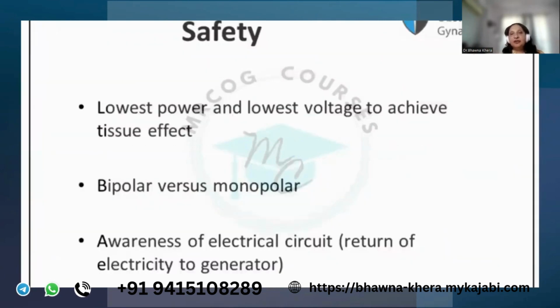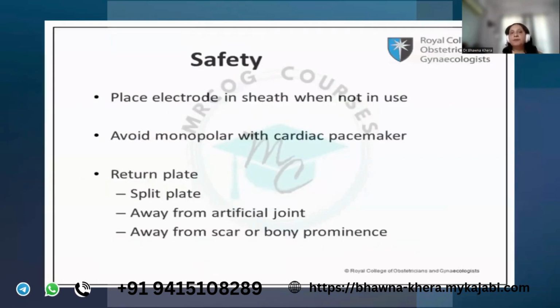Now coming to safety points. What all do we need to take care of? The lowest power and the lowest voltage to achieve the tissue effect should be used. Bipolar is safer than monopolar. Have awareness of the electrical circuit and return of electricity to the generator. You should know how your things are working and whether they are going the right way or not.